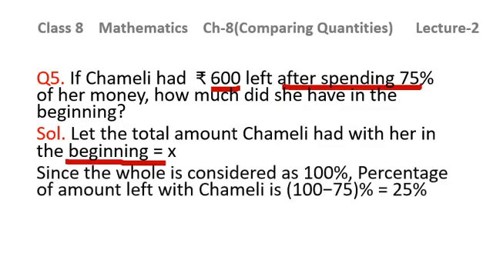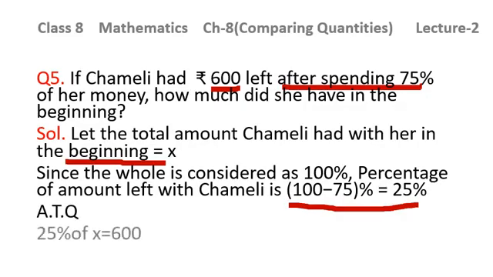Then since the whole is considered as 100%, that girl has spent 75%. So how much money will be left with her? It will be 100 minus 75%, that will be 25%. And we know that rupees 600 was left with her. This is the percentage of the left money we have calculated. Now it is very simple. So how will we do? 25% of x, x was the total amount, will be equal to 600.